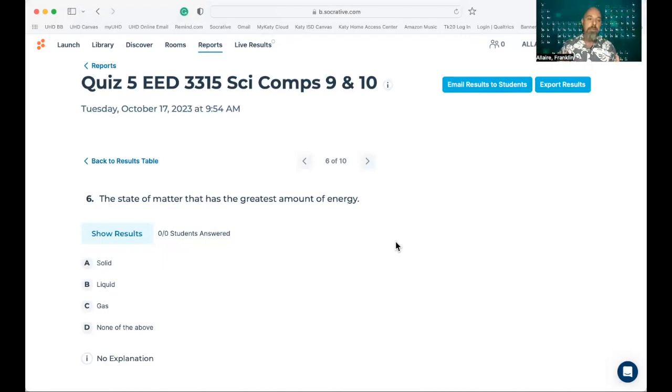And what that means for a gas in terms of its shape and volume is that, remember, a solid had a definite shape and a definite volume. A liquid has a definite volume, but no definite shape. A liquid will take the shape of its container. Gases have no definite shape and no definite volume.